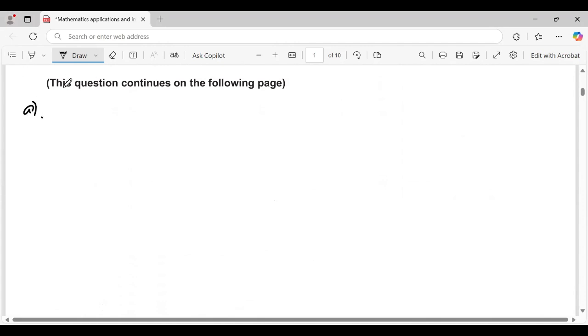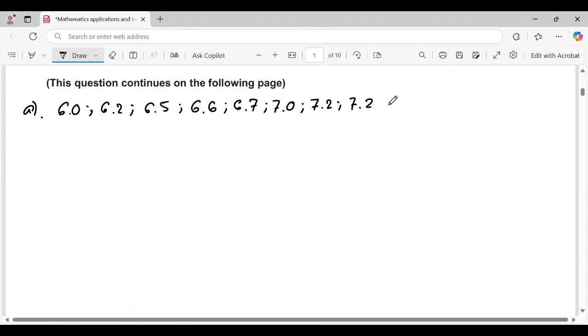I'm writing here. So the first step, we need to sort the happiness scores from the lowest. If you evaluate the table: 6.5, 6.6, 6.7, 7.0, 7.2, 7.2, 7.4, 7.5.